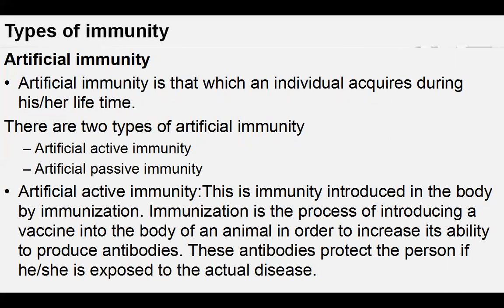Let's start with active artificial immunity. This is the immunity which is introduced in the body by immunization. Immunization, which can also be called vaccination, is the process of introducing a vaccine into the body of an animal in order to increase its ability to produce antibodies. These antibodies protect the body if a person is exposed to actual diseases. So this is how artificial active immunity can be introduced in the body.